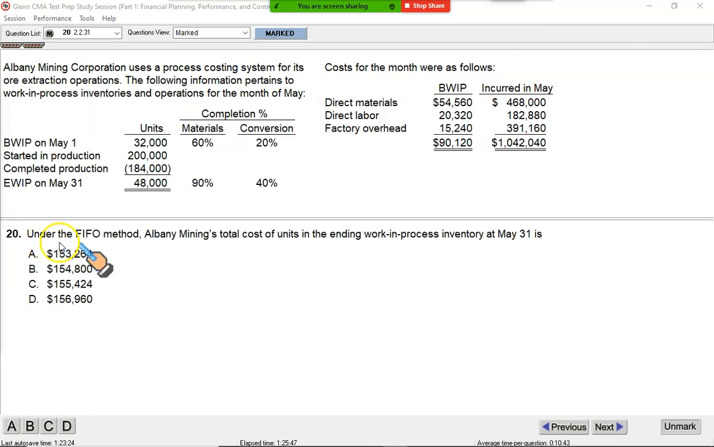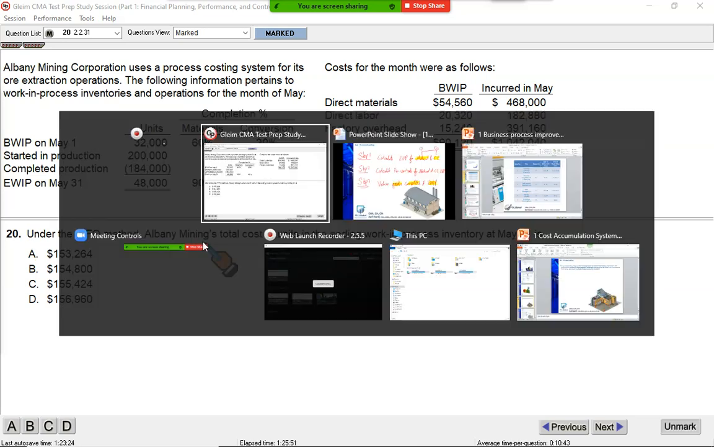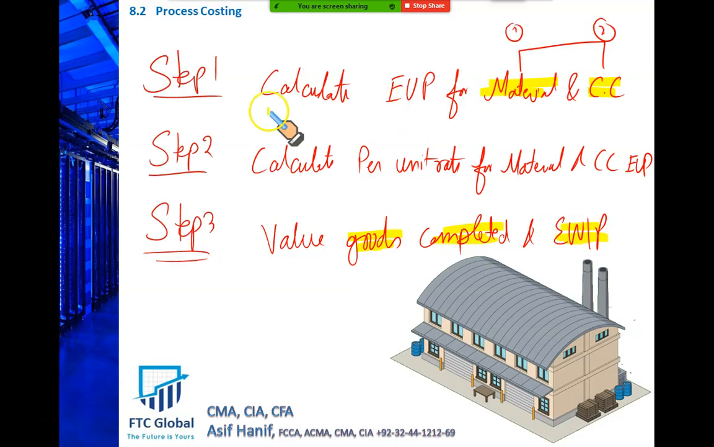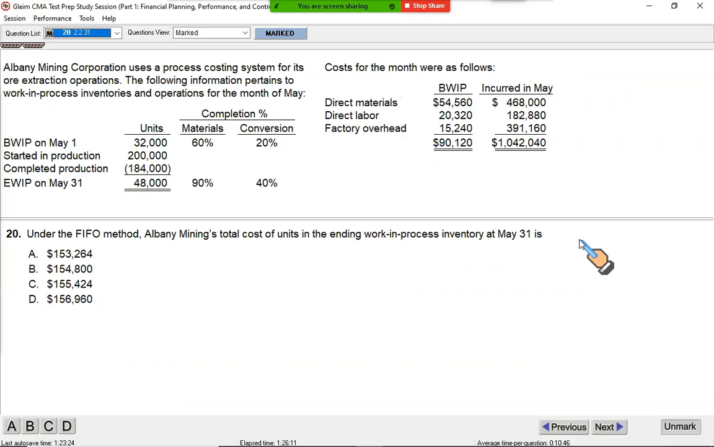Now comes the third step, valuation. Let me show you. We have learned how to calculate the EUPs for material and conversion cost under weighted average and FIFO. We have calculated the per unit rate for material and conversion cost. Now it's time to value the goods completed and the ending work in process. This is the third step. And this is what it says.